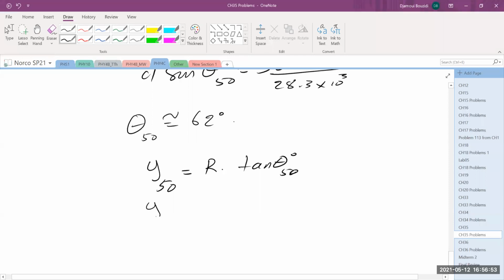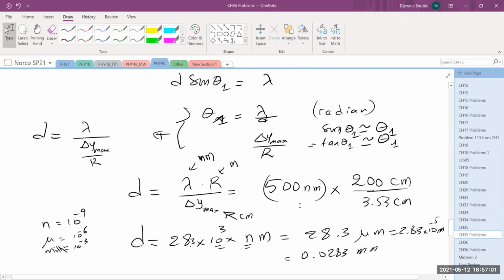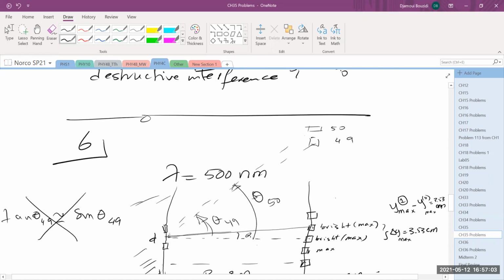And also y of 49, which is equal to r times tangent of theta 49. Let me see where that is coming from. We're looking at this distance, basically. How far is theta 49 on this axis? That is what y of 49 is right now. So it's this distance. From this geometry, this is r, and this is theta 49.